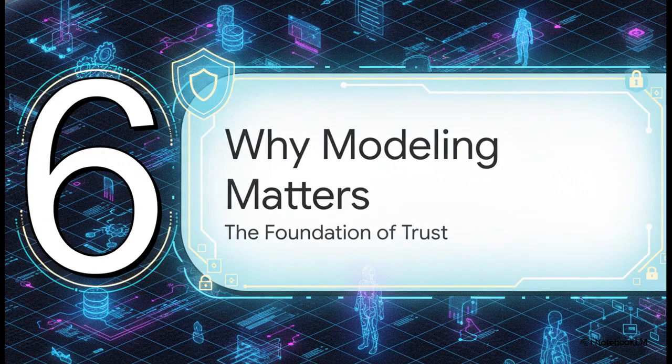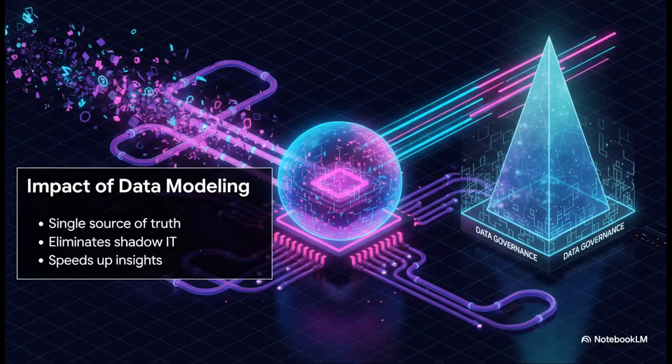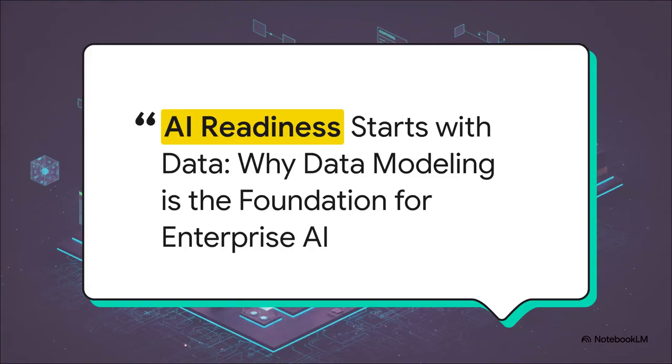Bringing it all home with Section 6, Why Data Modeling Matters, the Foundation of Trust. Ultimately, a rigorous modeling process is exactly what transforms a data liability into a highly scalable asset. It creates a governed, single source of truth. It completely eliminates that dreaded shadow IT, and it radically accelerates your pipeline from raw ingestion all the way to actionable business insights. Most importantly, it ensures strict data governance, making it explicitly clear exactly who owns the data and how it is protected. I love this quote.